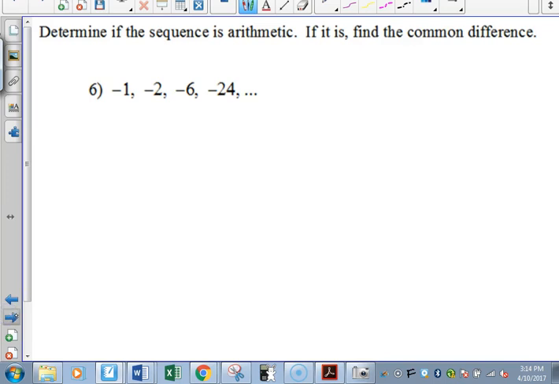Anybody looking at 6? What do you think? No, if you subtract here, you get -1. If you subtract here, definitely not working, right? So you just write no when you're done.